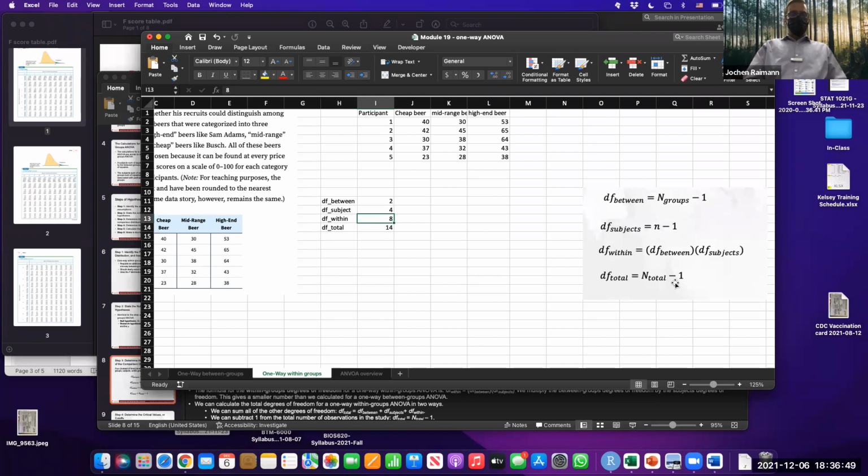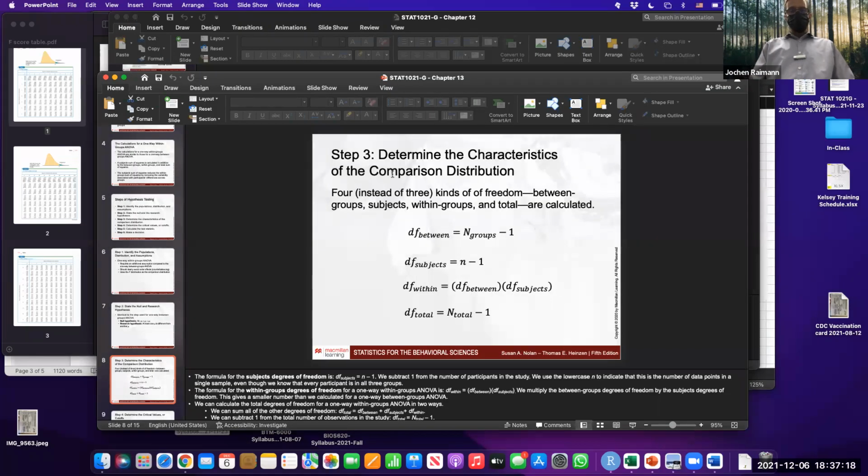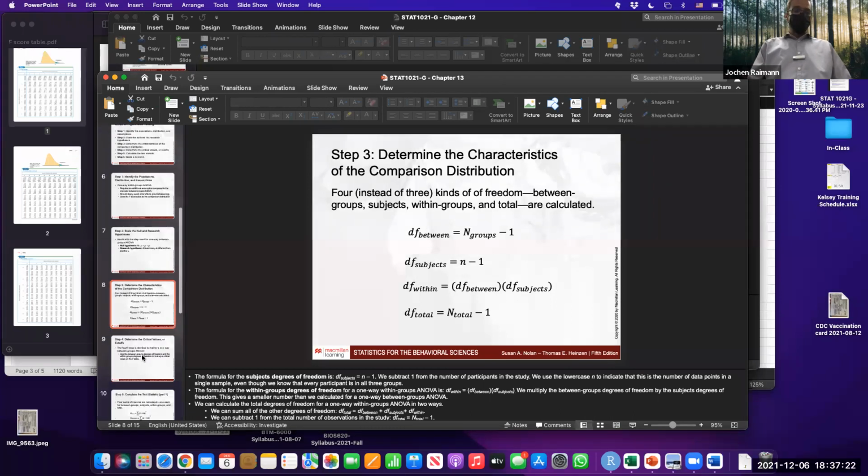You will also notice that the degrees of freedom for total essentially are the sum of between, subject, and within. So you have 8 plus 4 plus 2 makes it 14. Please keep this in mind for the next homework, because you will be asked to complete source tables that will require that insight. Good. Back to this. So these are the degrees of freedom. This is how you determine the characteristics of your comparison distribution.